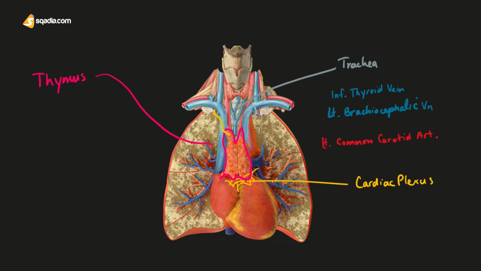So when we see our superior aperture, this is the boundary. And you can see that the tips of the thymus gland are part of those structures that are in the plane of the superior aperture.